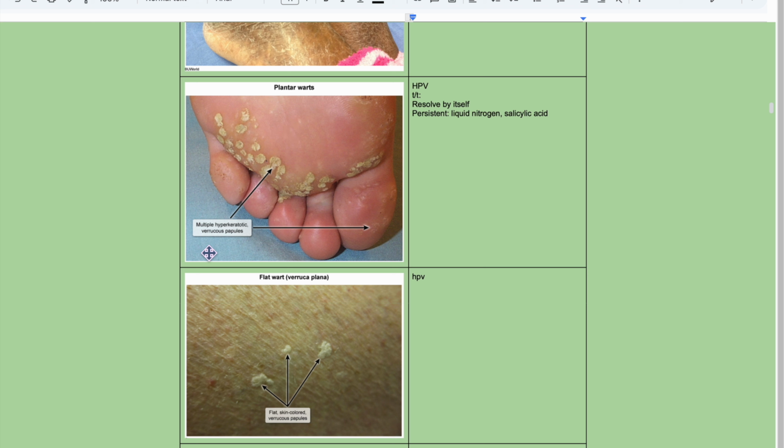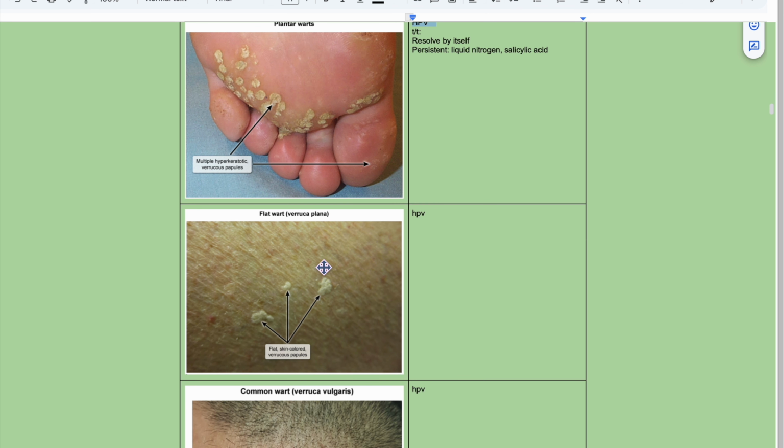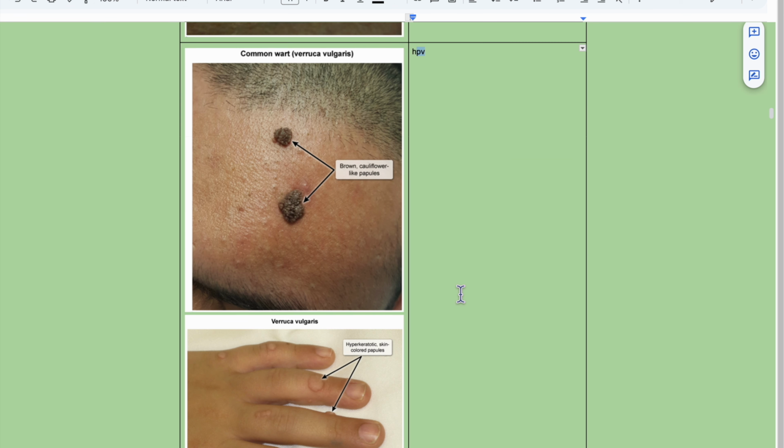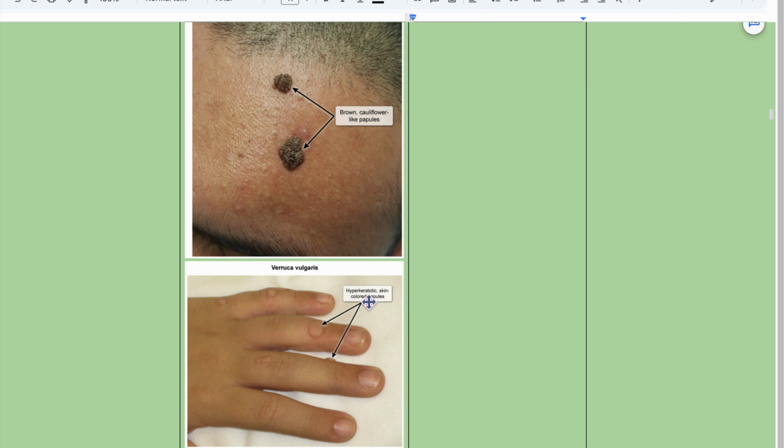Plantar warts. These are multiple hyperkeratotic verrucous papules. These are due to HPV. Treatment here is it usually resolves by itself, but if it's persistent, you can use liquid nitrogen and salicylic acid. Flat wart, verruca plana. Flat skin colored papule, again it's HPV. Common warts or verruca vulgaris. Brown cauliflower-like papules, also HPV. This is also hyperkeratotic skin colored papules, verruca vulgaris again.